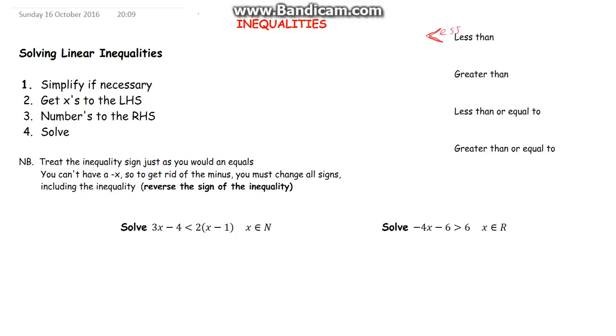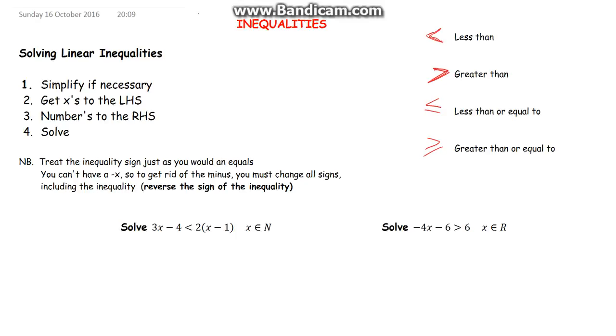It's like less than. Our next one, the greater than sign, is going to go the opposite way. Less than or equal to will have the less than sign and just half of an equals underneath it, and then greater than or equal to will be like this.